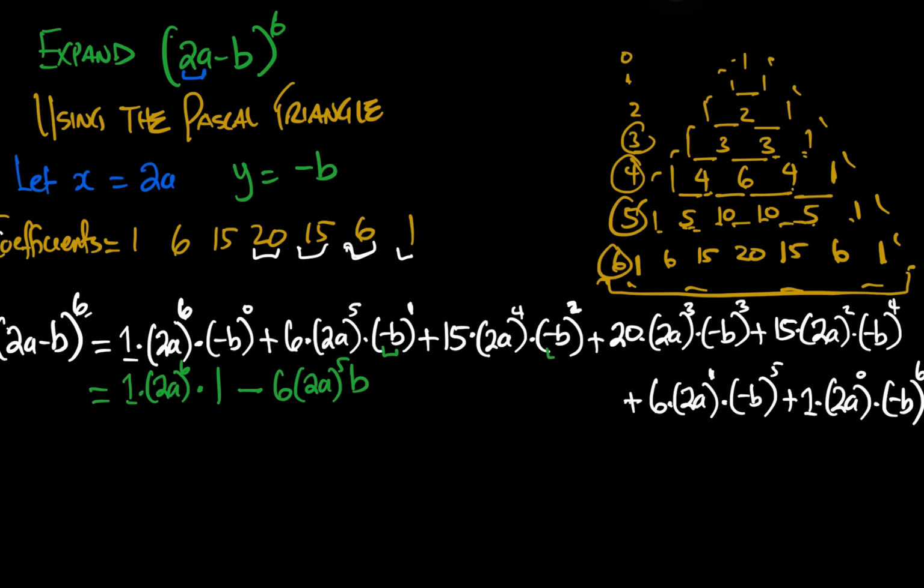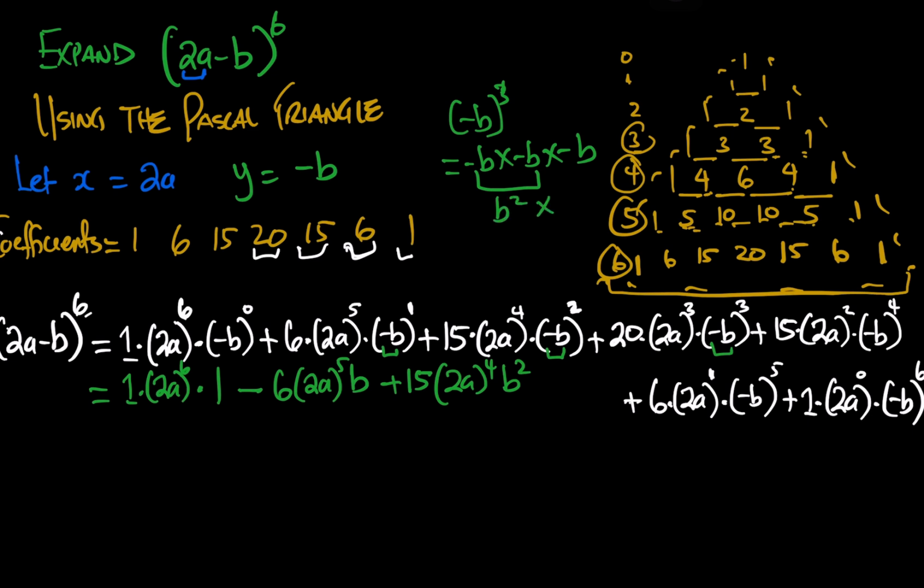And then this is going to be positive. So we're going to have plus 15 times (2a) to the power 4 times b squared. This one, negative b cubed, is the same as saying negative b times negative b times negative b. This gives us positive b squared multiplied by negative b, and that gives us negative b cubed. So that means this is negative. So the sign should change to negative 20 times (2a) to the power 3 times b cubed, like that.